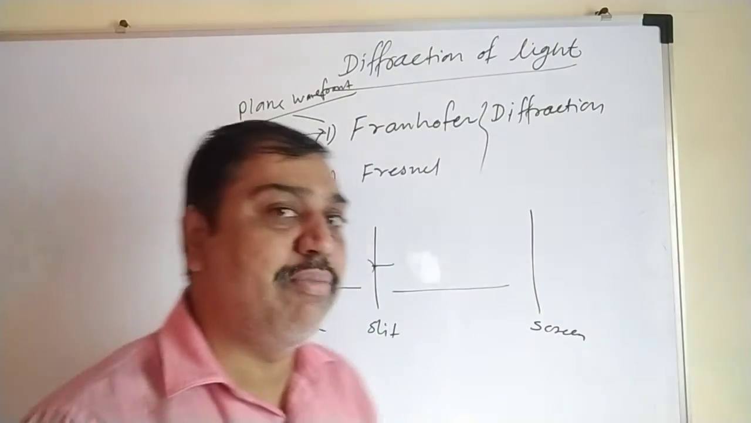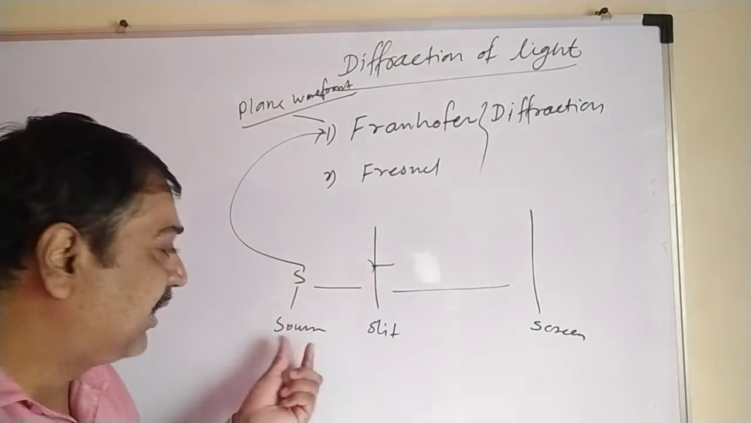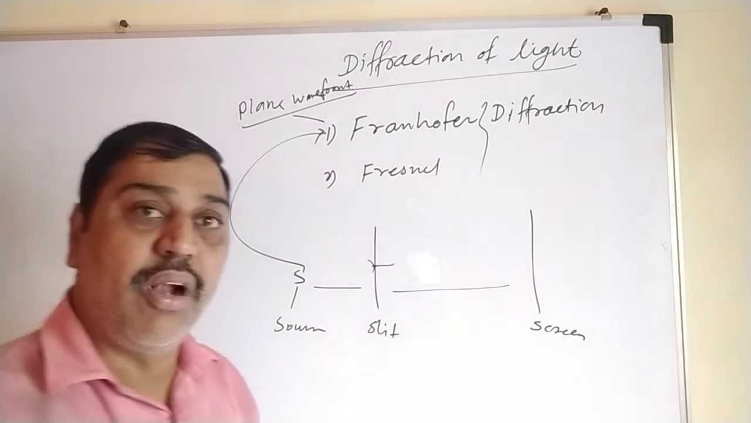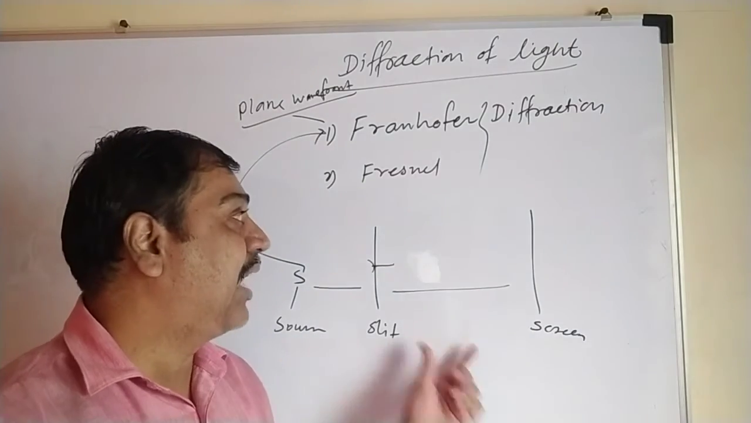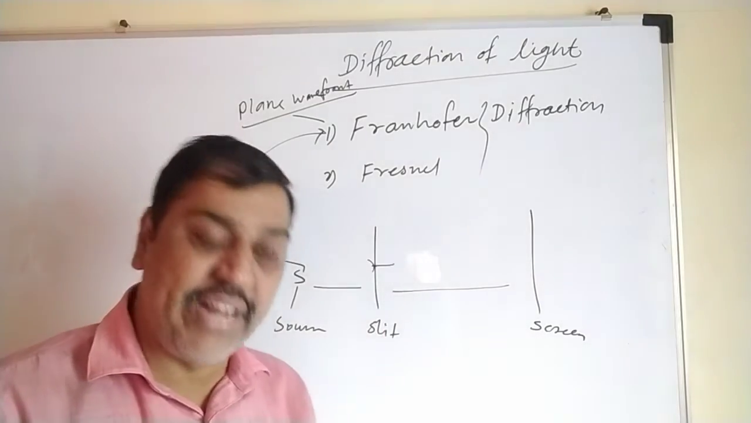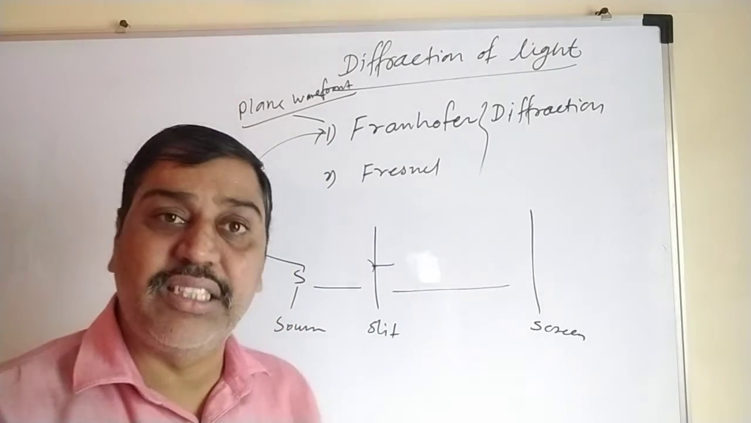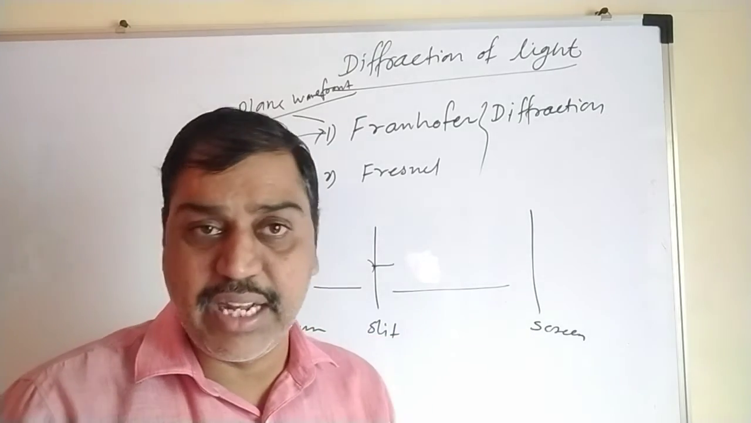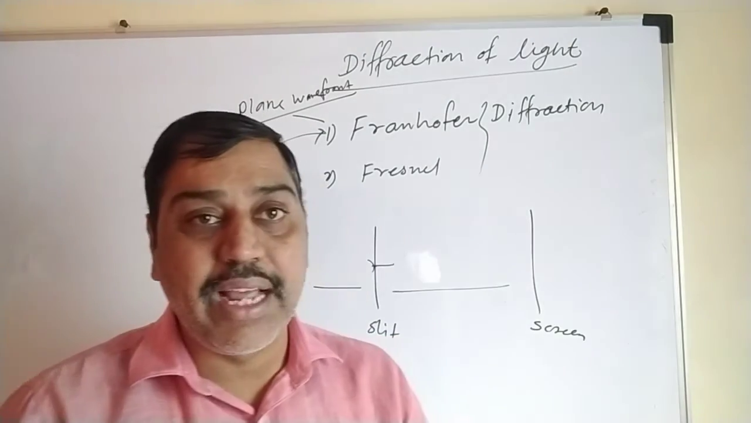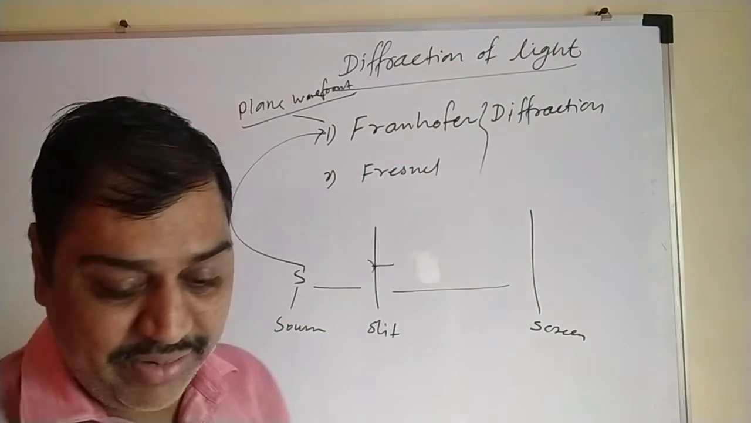Now apart from this, what is Fresnel diffraction? If the distance between the source, slit and screen is not infinite, it is at a finite distance, then that diffraction pattern is said to be the Fresnel diffraction pattern. As the distance is very small, the wavefront used is not a plane wavefront. It may be a cylindrical wavefront or a spherical wavefront used in a Fresnel diffraction pattern.